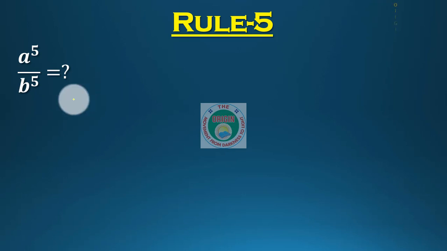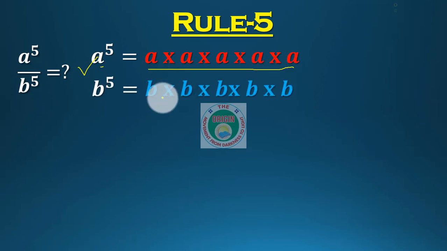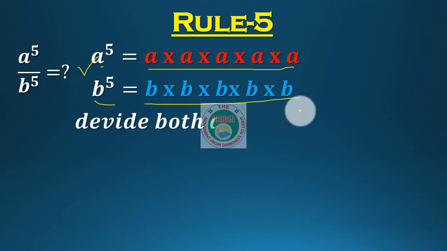The general example I have taken here is that we need to find out the value of a power 5 by b power 5, that is, the bases are different and powers equal. Same, a power 5 can be written as a multiplied by 5 times, b power 5 can be written as b multiplied by 5 times. Next, divide both a power 5 and b power 5.